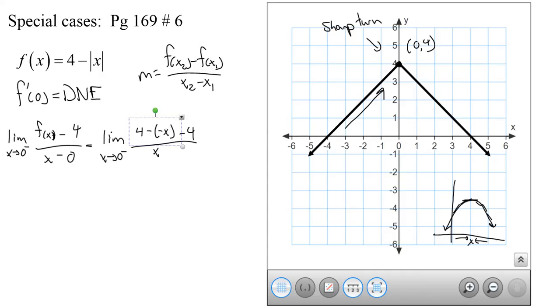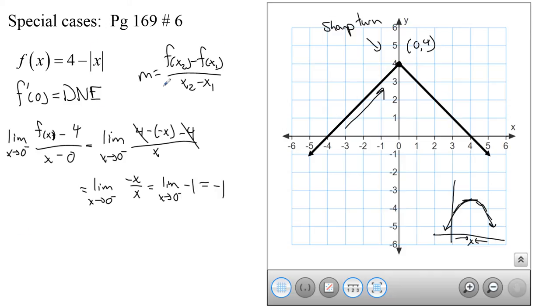And so these two cancel out, and I get the limit as x goes to 0 from the left-hand side of negative x over x. And I can cancel these two out. That'll be the limit as x goes to 0 from the left-hand side of really negative 1, which is just negative 1. Now, if I do it from the right-hand side, this function here is the positive absolute value.